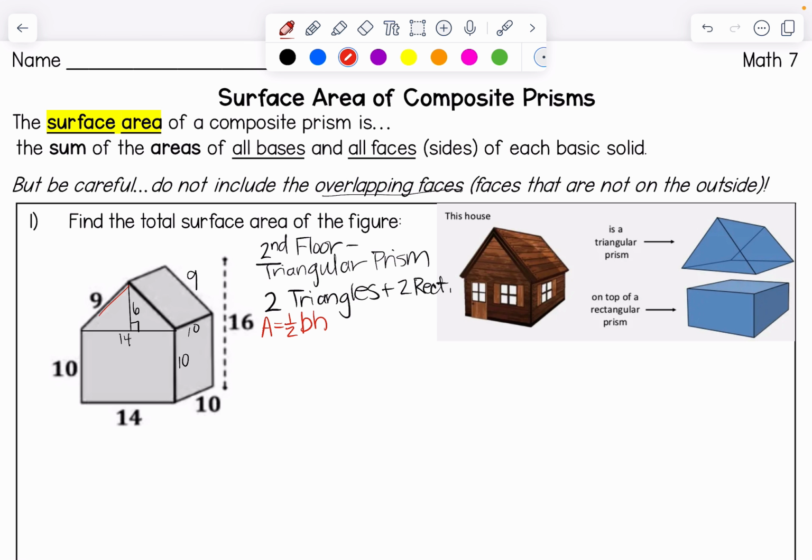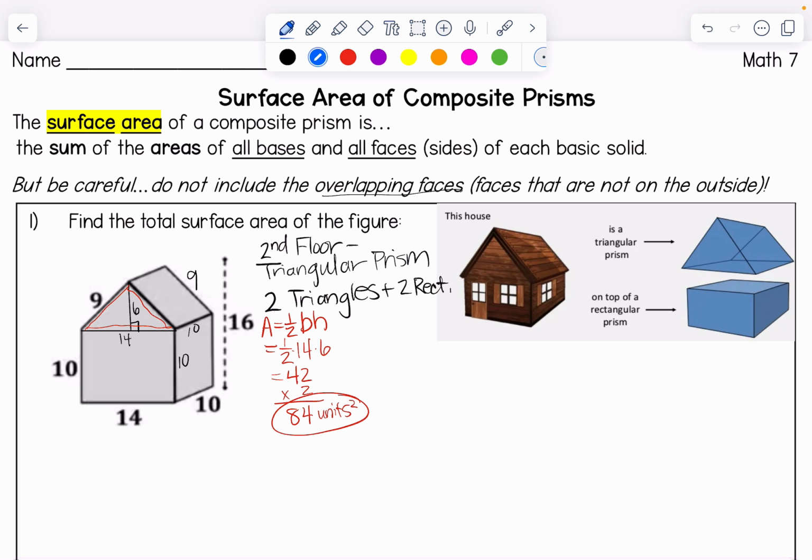When I figure out the area of that triangle, I'm going to plug in what I know. So I have 1/2, the base is 14, and the height of that triangle is 6. When I solve 1/2 times 14 times 6, I get 42. But remember, we actually have 2 triangles, so the front and the back are both going to be the same. So I'm going to double that, and I get 84 units squared for the 2 triangles.